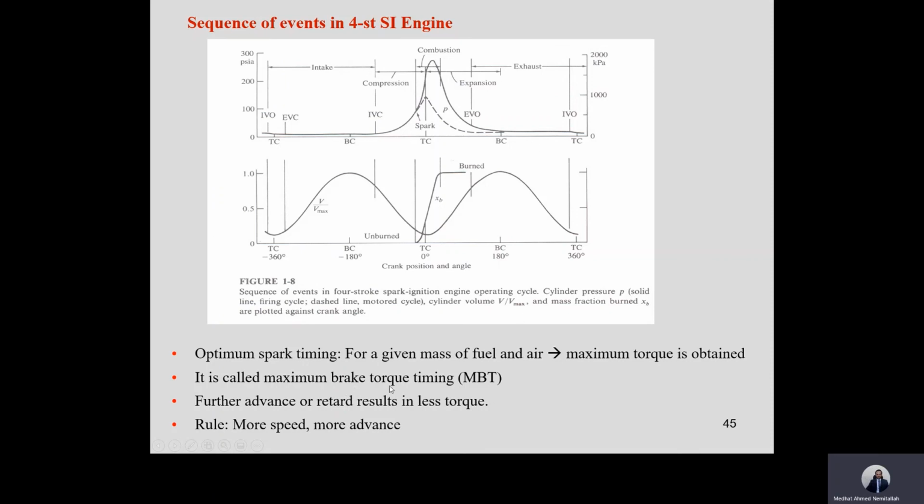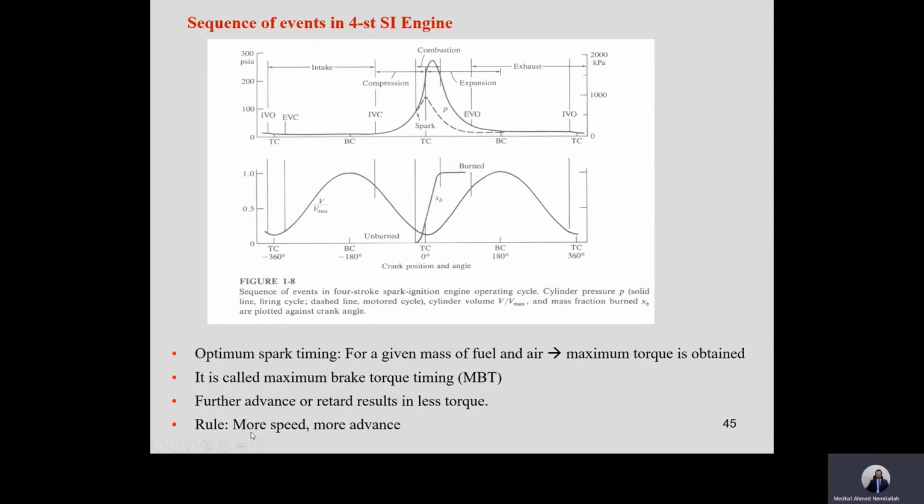Then we can benefit from all of this pressure in the expansion stroke. We call it the maximum brake torque, which we obtain at the perfect ignition time. This is one of the parameters, one of the specs of the car. It gives you the maximum brake torque. This maximum brake torque is at the optimum spark at a given speed.